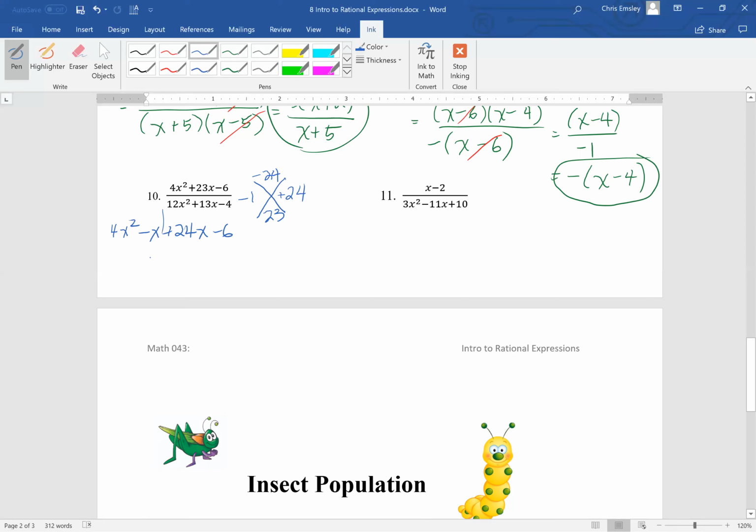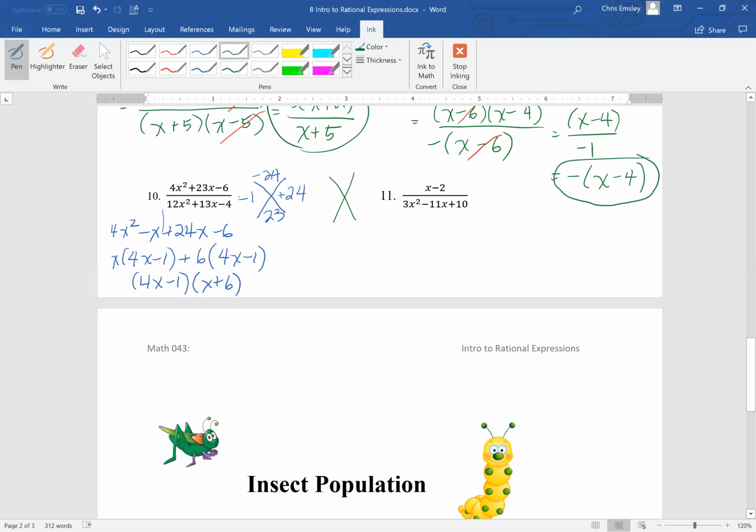So again, factor by grouping, pull out an x, and pull out a 6. So that numerator factors into 4x minus 1 and x plus 6. And then we'll do the denominator right here next to it.